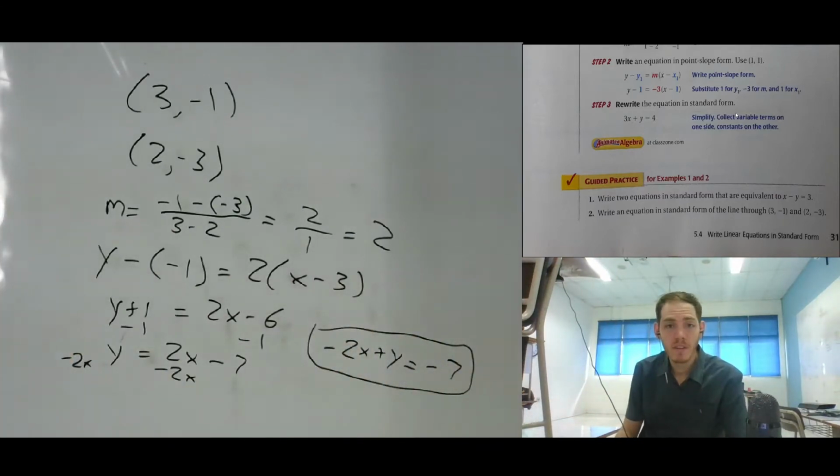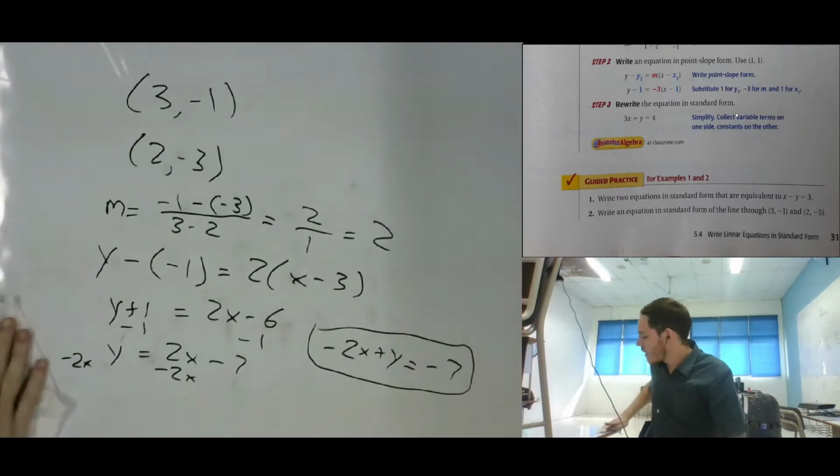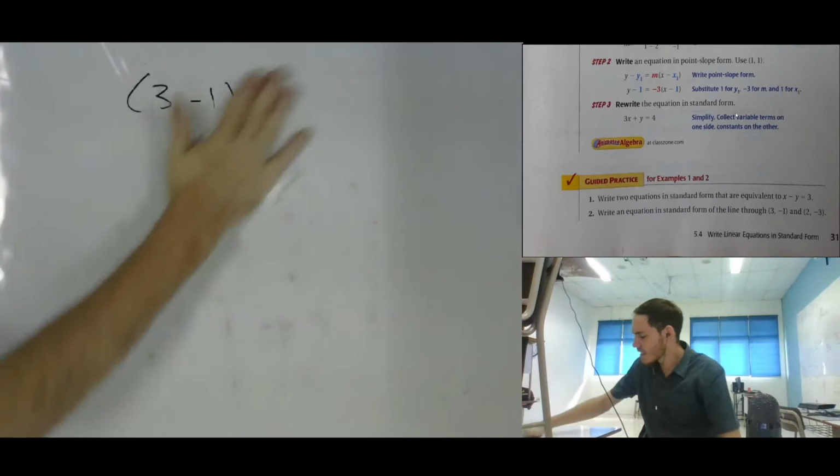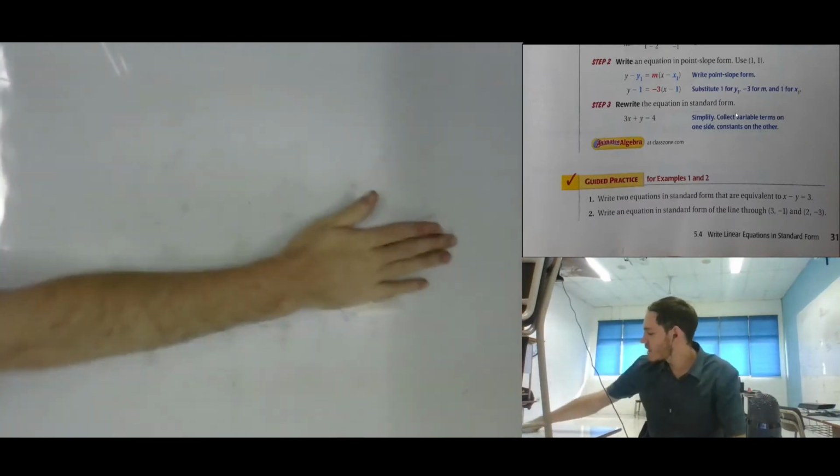Okay? So, remember, in standard form, x and y are going to be on the same side, and the constant is going to be on the other side by itself. Okay, it's not necessarily the y-intercept, but it's approximate. It's similar enough. Okay.